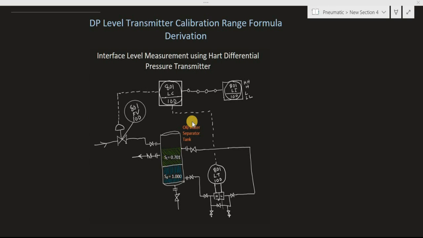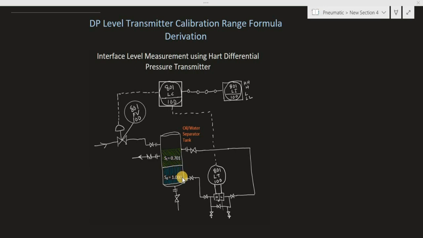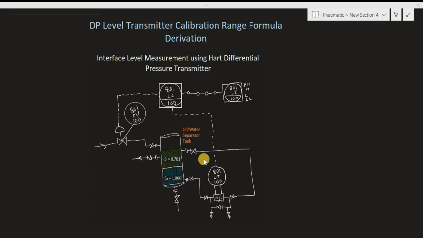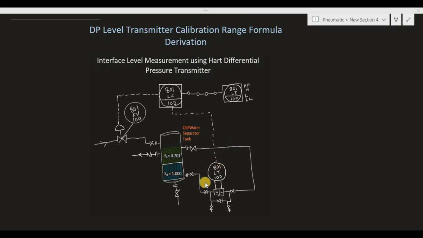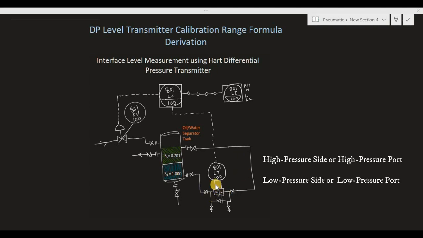With the right combination of instruments like those on this P&ID, we can optimize the separation process and protect valuable resources. So this is the separator tank, and it contains a mixture of oil and water that needs to be separated. And this is the differential pressure transmitter. And this is installed to measure the level of water, which is this one, the denser fluid in the tank. And the transmitter generates a signal proportional to the difference in pressure between its high pressure and low pressure sides. So this is the high pressure side and this is the low pressure side of the transmitter.